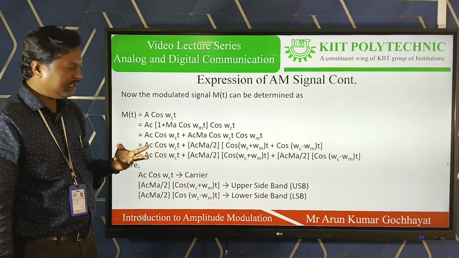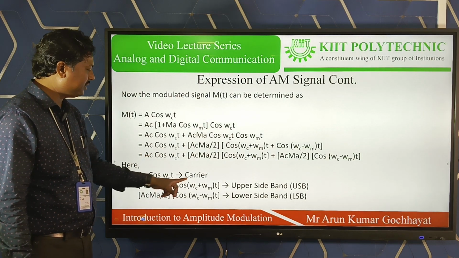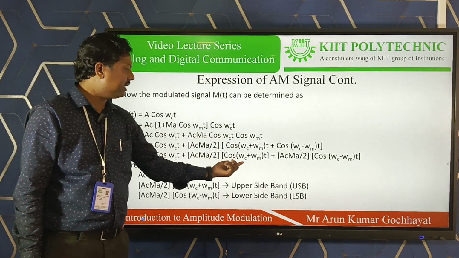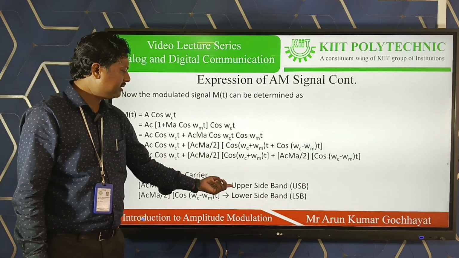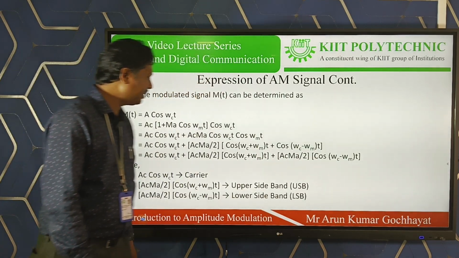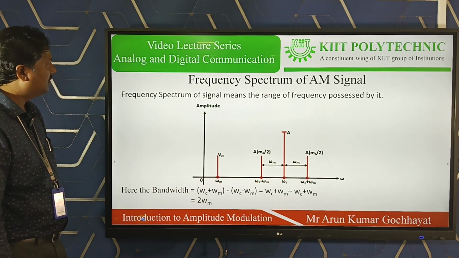So we will have three expressions. One is AC cos omega ct, which represents the carrier. The second one is AC MA by 2 cos (omega C plus omega m)t, that is the upper sideband, and the third, AC MA by 2 cos (omega C minus omega m)t, represents the lower sideband.